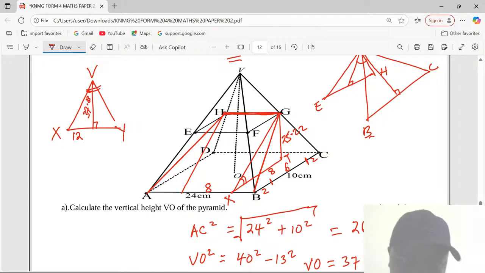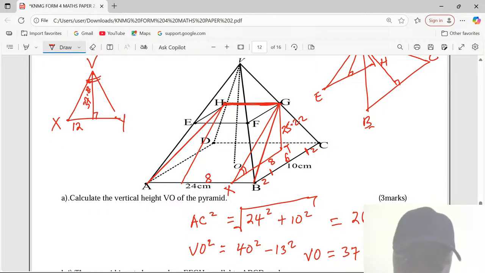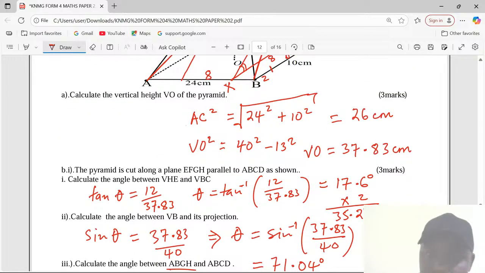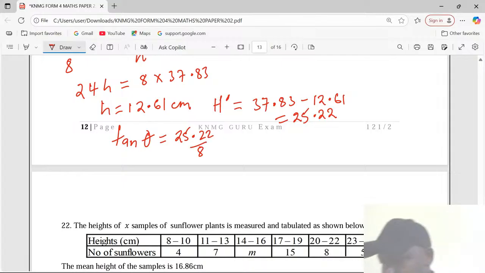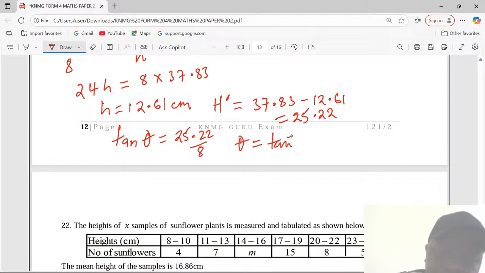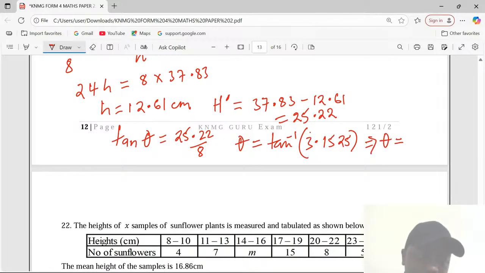If that is 8, then now we can get the angle here using again tangent. Tan theta equals 25.22 over 8, yeah, divided by 8. Then we take the tan inverse for us to get the angle. Tan inverse of 3.1525, that's after dividing. So the value of the angle shall be, shift tan, this value, 72.4.